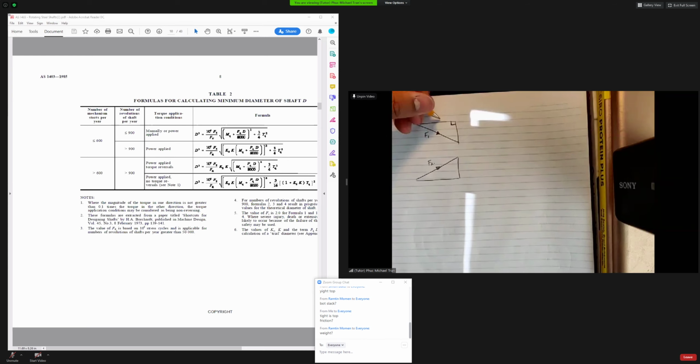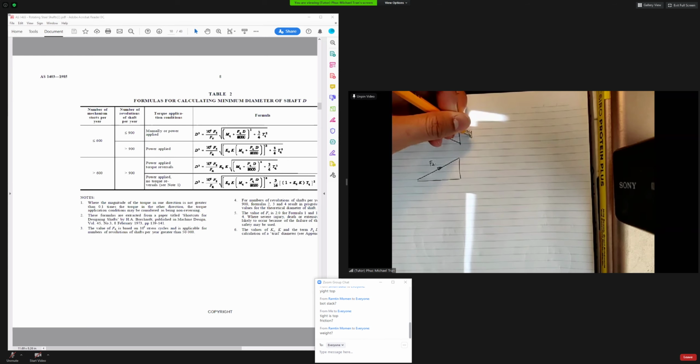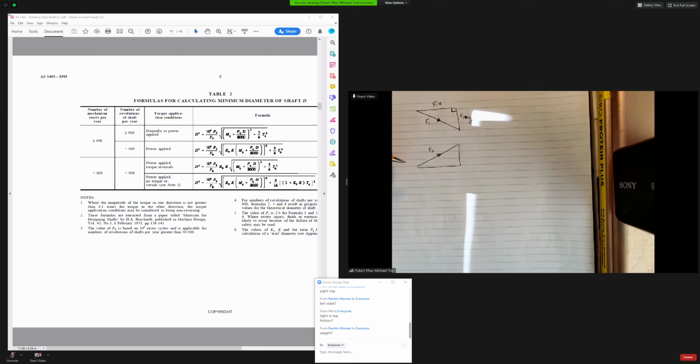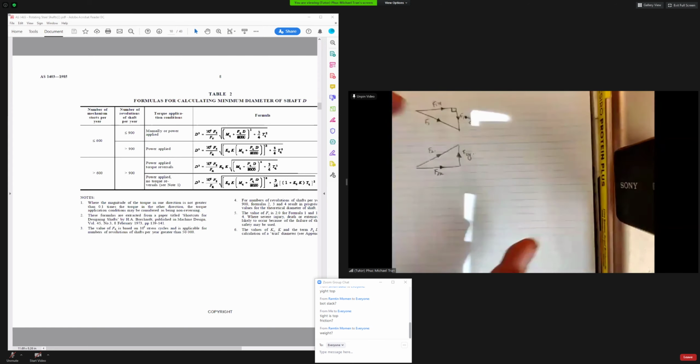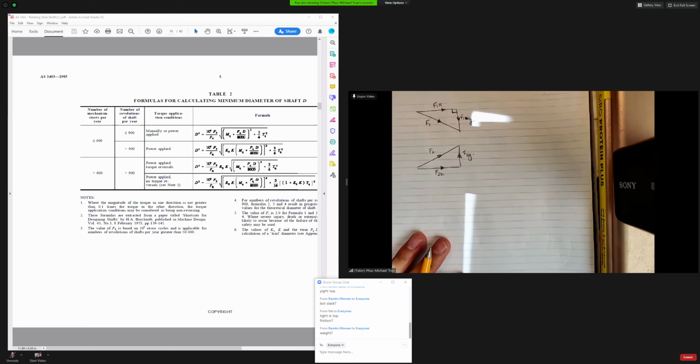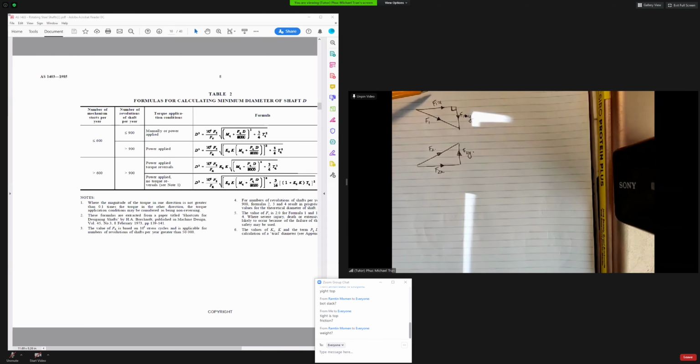F1X and F1Y, F2X, F2Y. So I write this down so I don't get confused about the directions. We know that it's always going to be pulling to the right because the two pulleys have two forces that go to the right. So these two will be in the same direction and these will be opposite, but varying in magnitude.